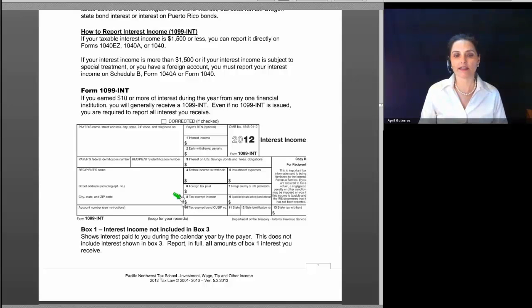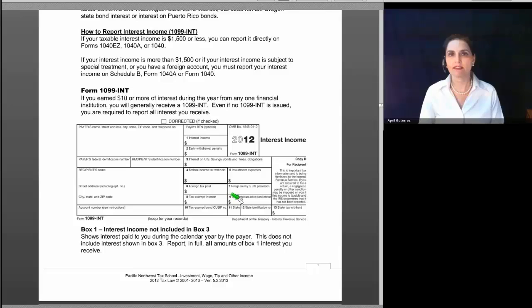Box 8 is a relatively new box. It's only been around 3 years now. Box 8 shows the amount of interest income that is tax-exempt interest income. And Box 9 shows the portion of Box 8 that is specified private activity bond interest, and specified private activity bond interest is tax-exempt at the income tax level on the 1040, but it is an addition to income. It is taxable income under the rules for the alternative minimum tax.